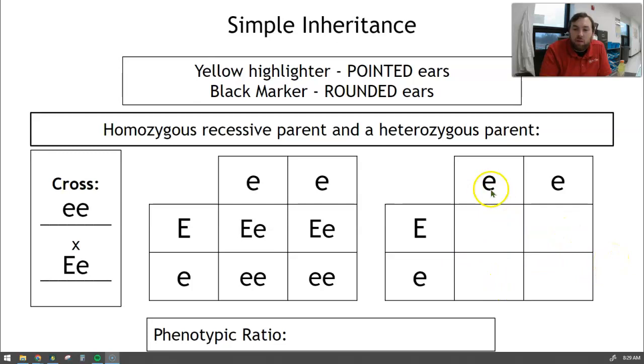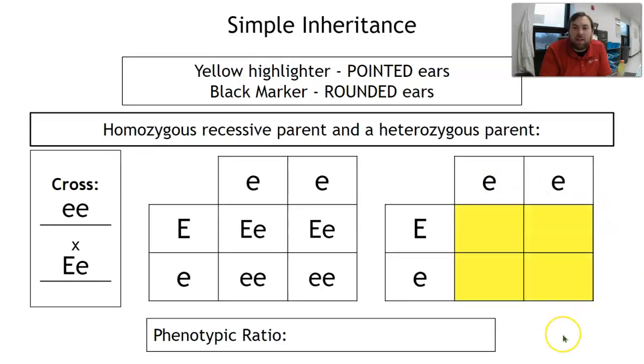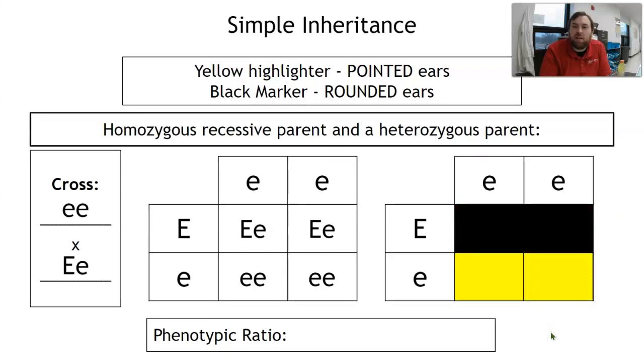then we'll notice that every single box gets a lowercase e allele, and only 2 boxes are going to get the uppercase E allele, covering up that lowercase yellow highlighter. So in this case, with a homozygous recessive and a heterozygous parent, the phenotype ratio would be 2 rounded ears to 2 pointed ears, or 2 to 2 ratio. You could also say 50% to 50%. You could also say 1 to 1, because there's 1 of each.